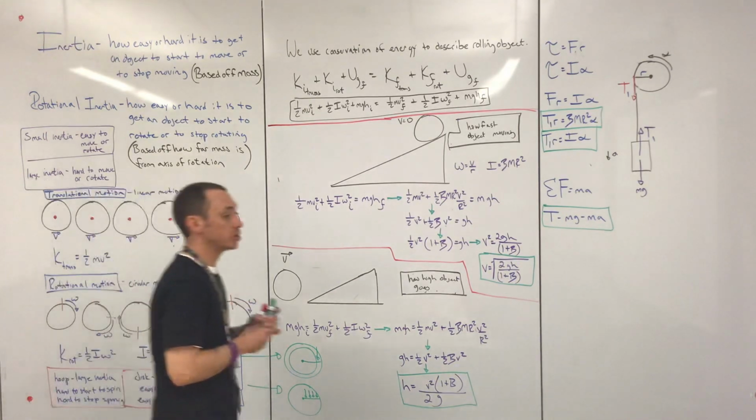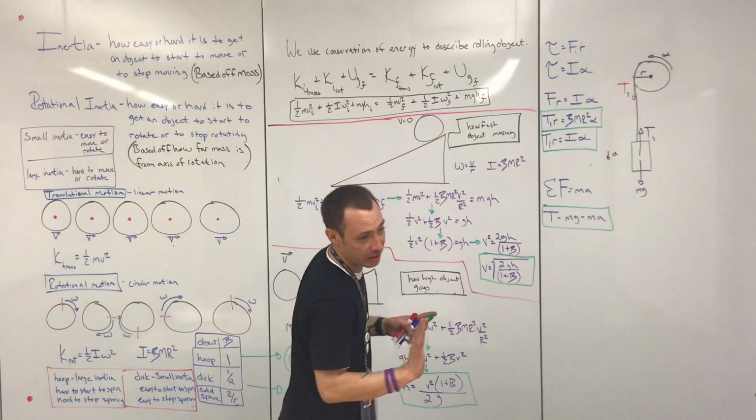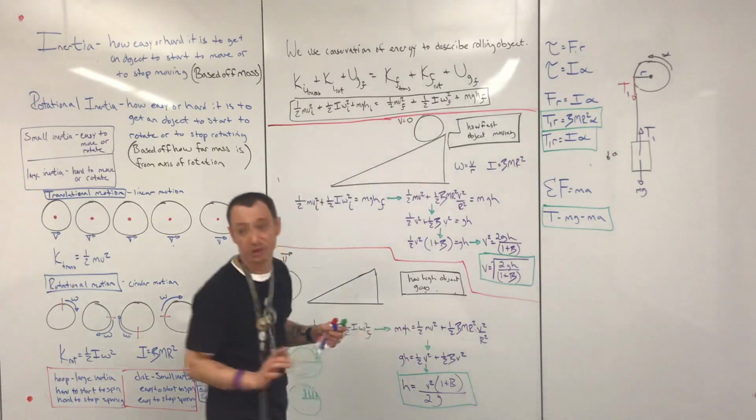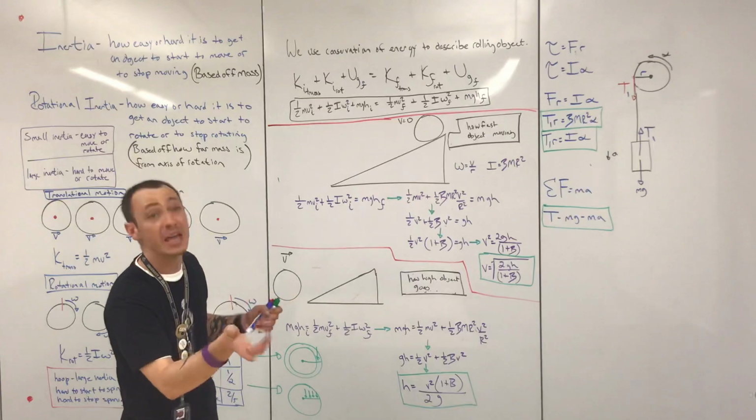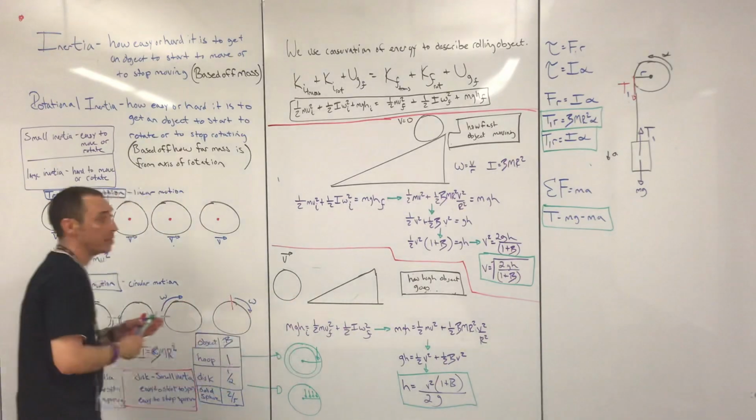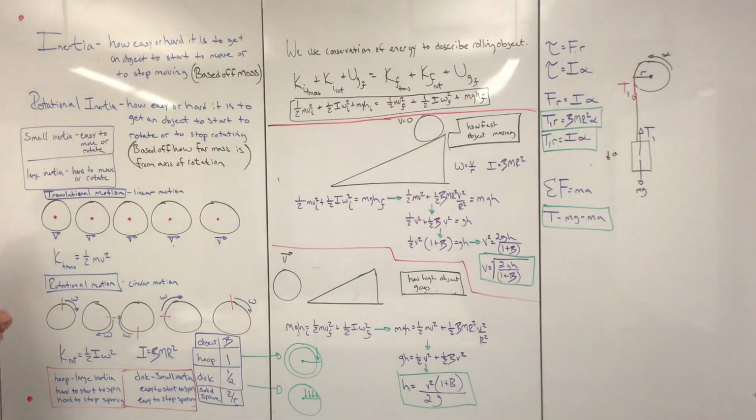The smaller the inertia, the easier it is to get it going and the easier it is to stop it. The larger the inertia, the harder it is to get it going and the harder it is to stop it. That's the main beans of it there, okay?